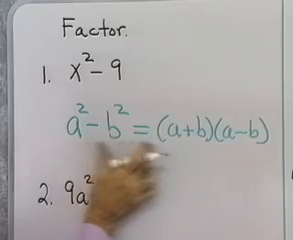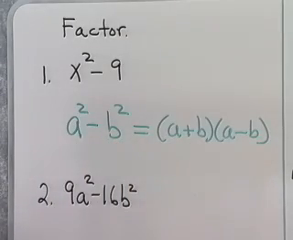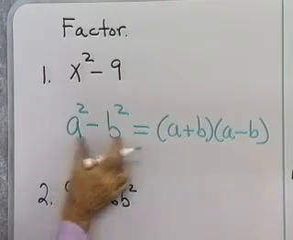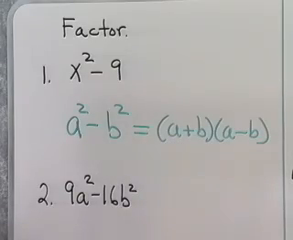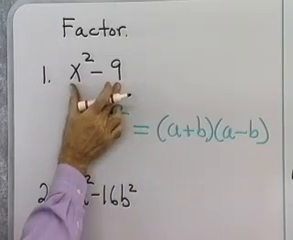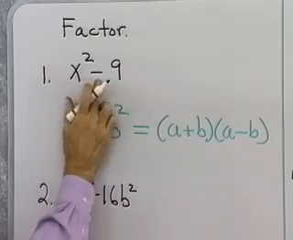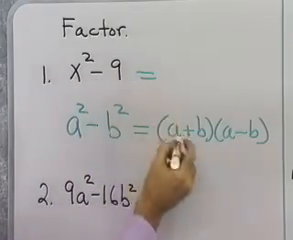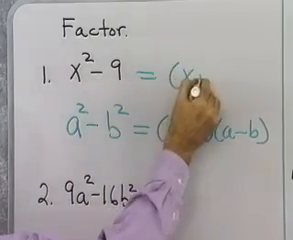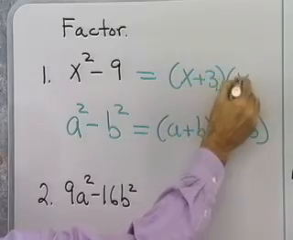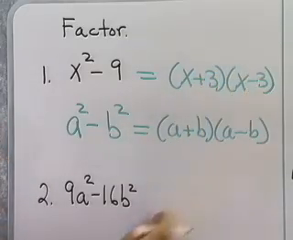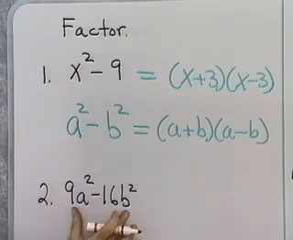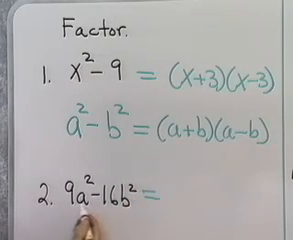Remember, this product, a plus b times a minus b, always ended up with the difference of two squares. Well, if I write it in this direction, then I'm doing factoring. So if I notice something has this form, then I know that it will factor into this form right here. And I see that x squared minus 9 is the same as x squared minus 3 squared. So it's going to factor into x plus 3 times x minus 3.